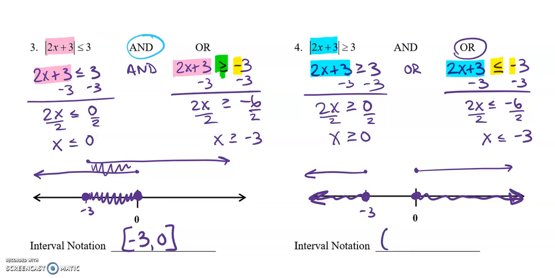Interval notation, parentheses always for infinities and negative infinities. This was equal to, so we'll put a bracket on the negative 3. Union for the gap, whoa, not a parenthesis. Hold up. Need a bracket. 0, comma, infinity, always parentheses with infinities. Looks like that.